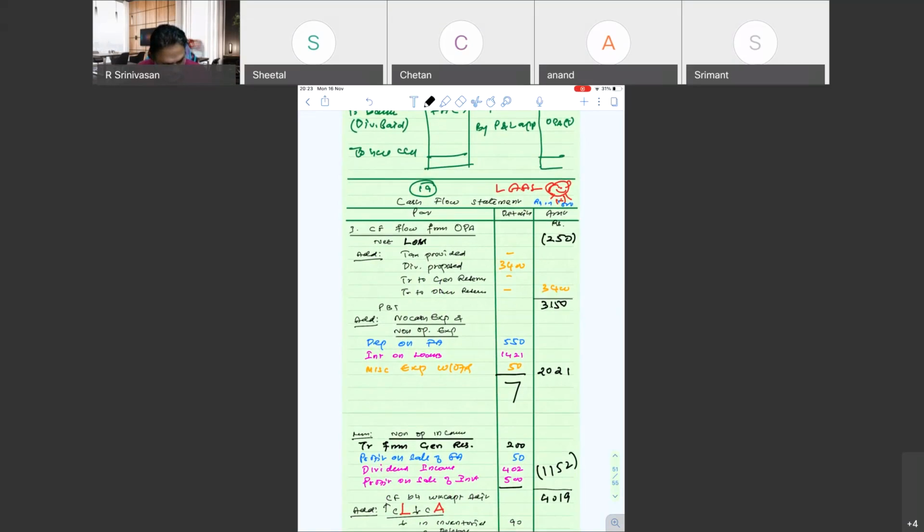And change in profit and loss account 250 we have taken minus. Proposed dividend 3400. Yes, we have added. Provision for tax 0. Okay. And profit before tax. Add depreciation. Depreciation is added, 550. That is also right. And loss on sale of fixed assets. Profit on sale of fixed assets.